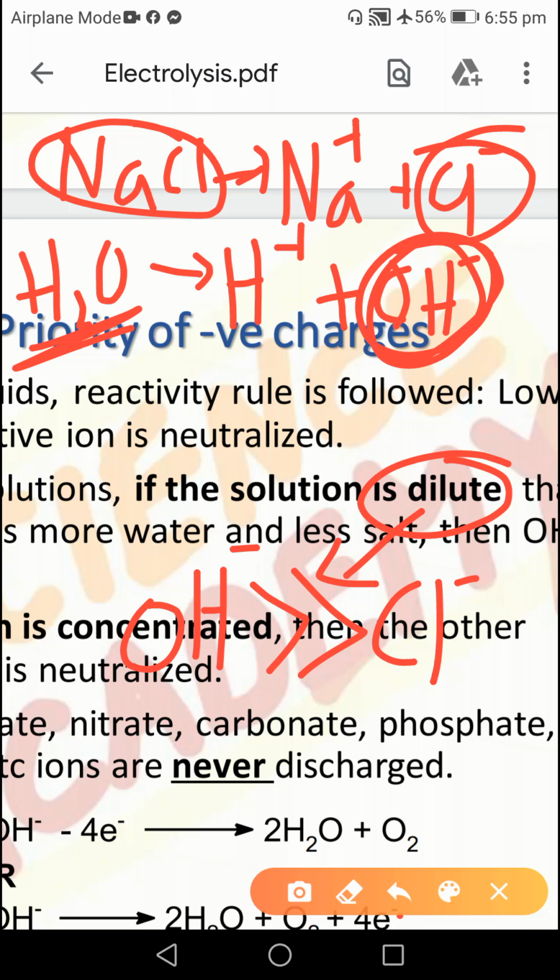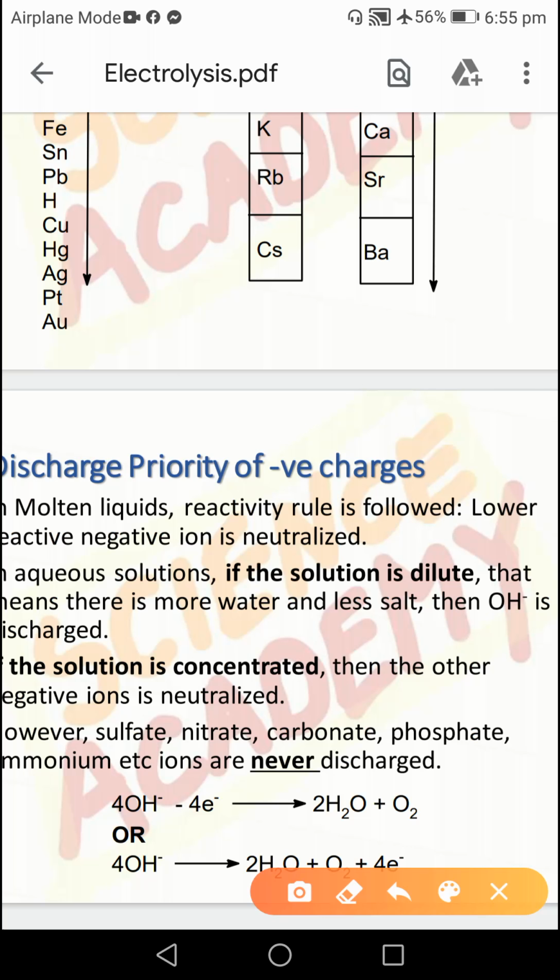And the rule is that the negative ion in aqueous solution which is present in greater amount gets neutralized or discharged. So in case of dilute solution, since there is a lot of hydroxide ion in the solution from water and a small amount of chloride ions from a small amount of salt, the hydroxide ion is going to get neutralized. Now what would happen in case of concentrated solutions?